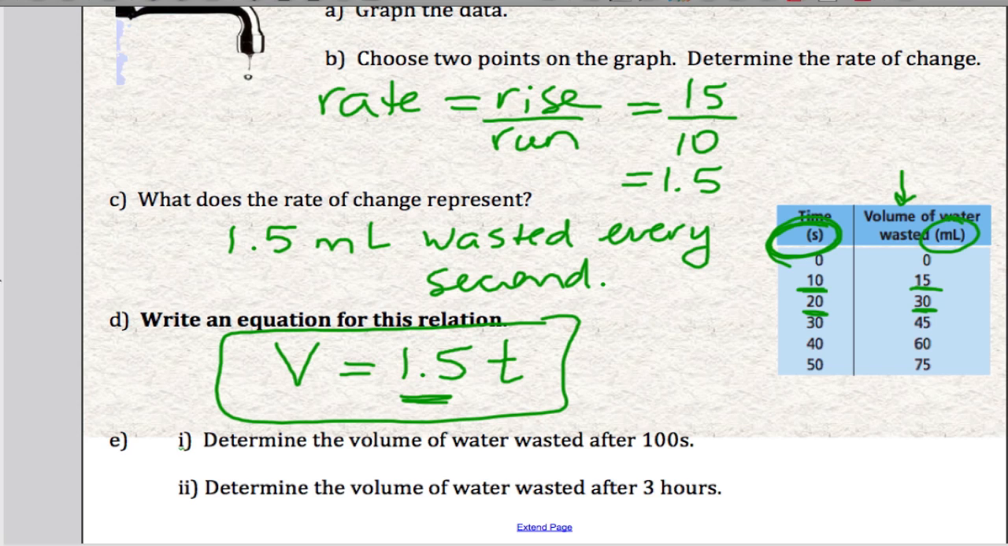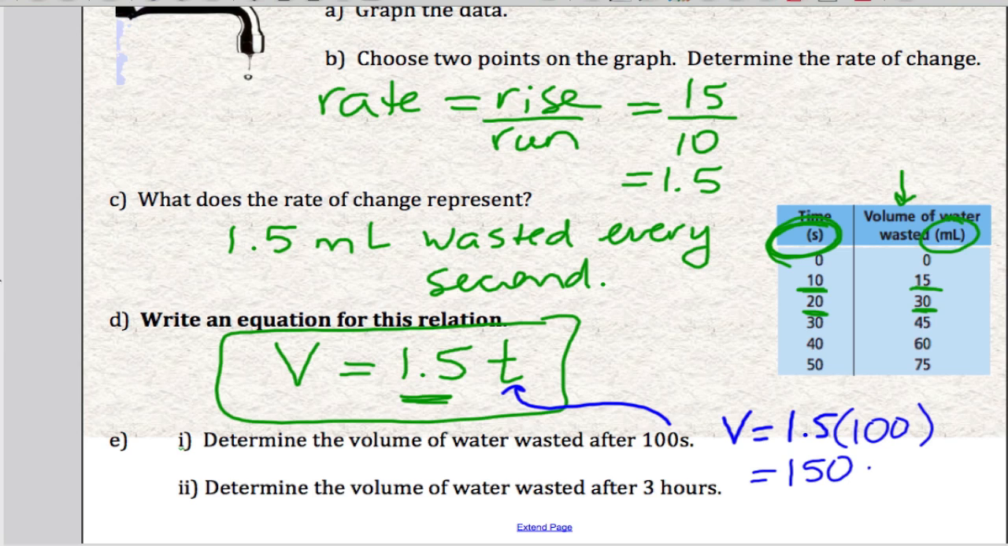And then it says, determine the volume of water wasted after 100 seconds. Well, writing equations helps us because now all we need to do is sub in the 100 for T. So determine the volume of water wasted. The volume is 1.5 times the time. And this time it's 100 seconds. And 1.5 times 100 is 150 milliliters. So 150 milliliters would be wasted after 100 seconds.